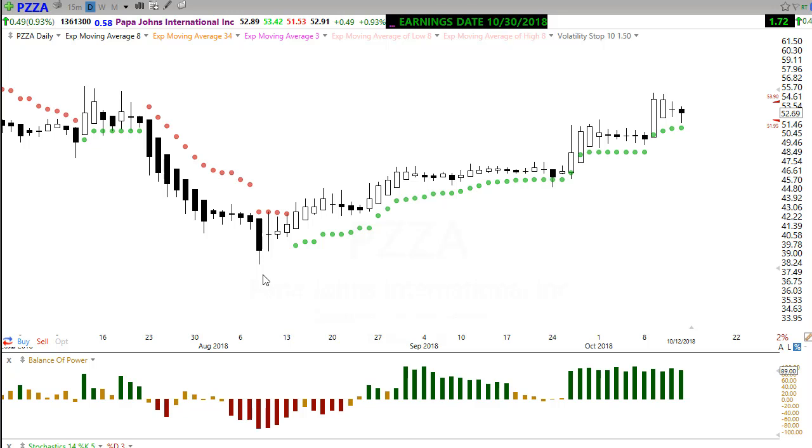Okay, and so all I do is I wait for that entry signal to occur. I do not anticipate an entry signal. This is really key, guys. I don't try to predict the entry. I simply make the chart come to me.